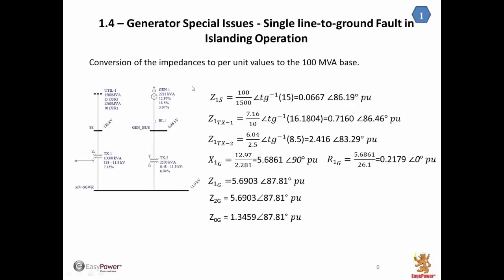Converting this impedance to per unit on 100 MVA base, we are going to have this impedance calculated for the utility, for transformer 1, for transformer 2, and also for generator, and calculating also the generator resistance, we are going to have these values. So the summary of this calculation of the generator impedance, we have these 3 values for the positive, negative, and zero sequence impedance.